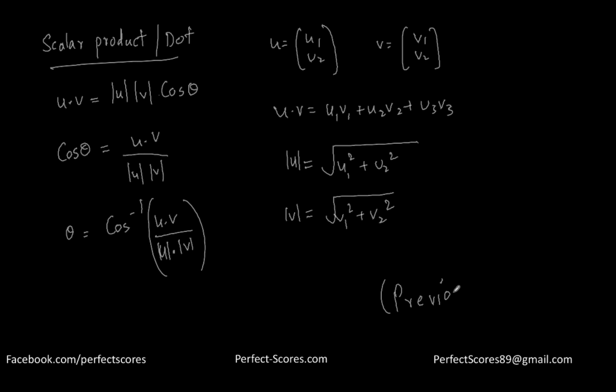Now it's time to pick all these things up and find theta, the angle between two vectors. So the angle between two vectors is the cos inverse of this value over here, right? So let's do a question on this.